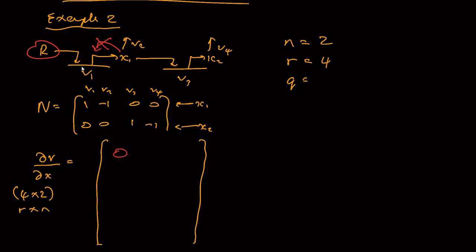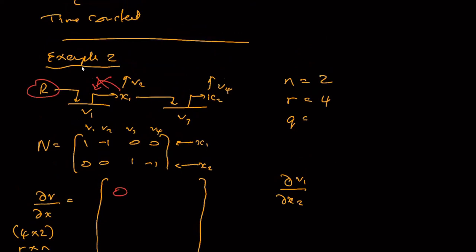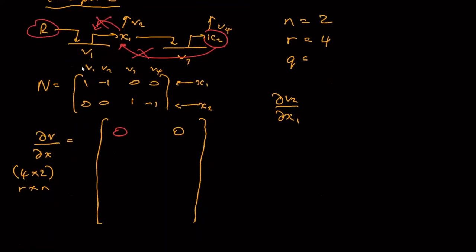The next one is dv1 by dx2. What about that one? Does x2 affect v1? No, it most certainly does not. It's way too far away. So that's also 0. Okay. What's the next one? The next one is dv2 by dx1. Does x1 affect v2? It definitely does. So we definitely have a non-zero value here.